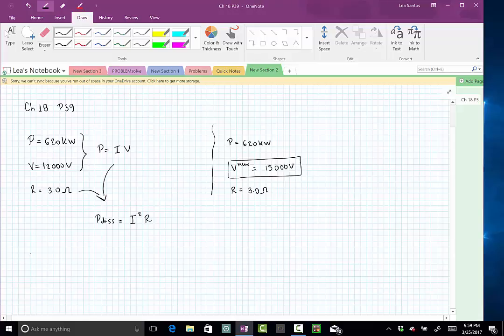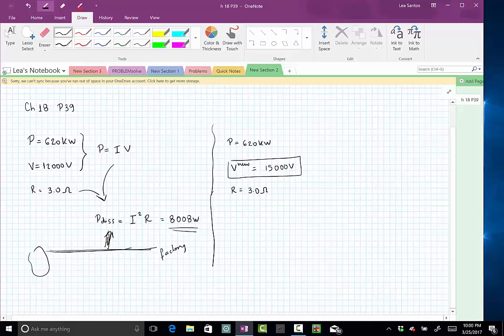Okay, so what is the idea? We have here a power station that generates electricity, 620 kilowatts, and then it's going to send this power through this wire all the way to a factory. But through this wire, part of this energy will be lost, will be dissipated. Okay, so if I put all these numbers here, I will see that I get around 8,008 watts is dissipated, is lost.